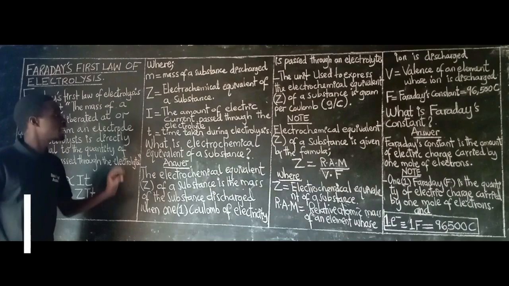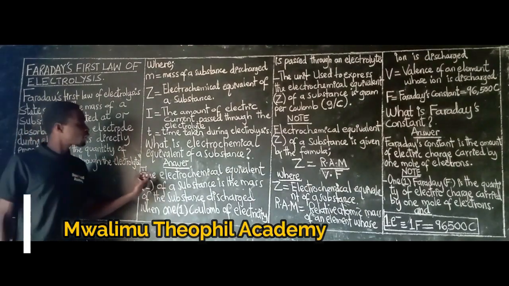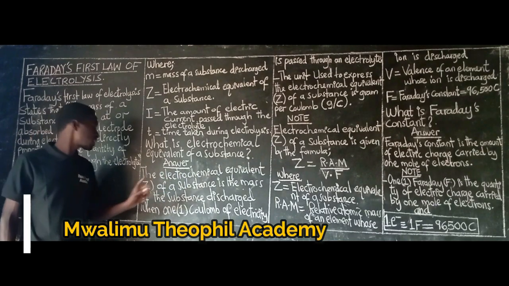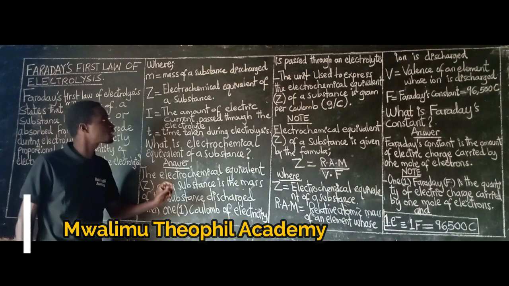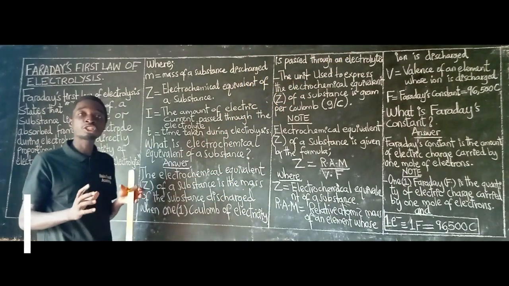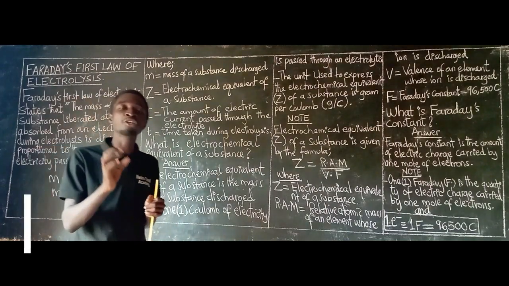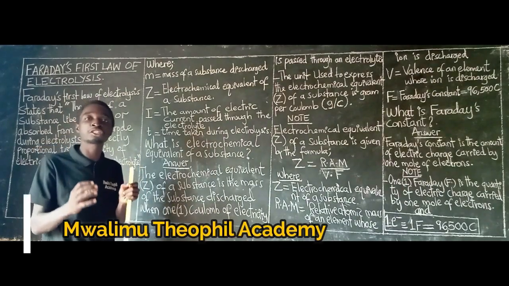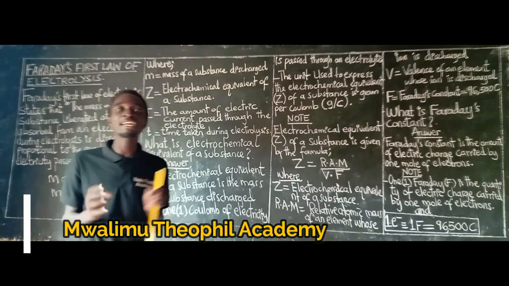Now, from all of these parameters, we have seen one known as electrochemical equivalent of a substance. What is electrochemical equivalent of a substance? Simply we say that the electrochemical equivalent, which is denoted as Z of a substance, is the mass of the substance discharged when 1 coulomb of electricity is passed through an electrolyte. So, whenever you're told about an electrochemical equivalent of a substance, you have to take note that it is the mass of a substance discharged during electrolysis when 1 coulomb of electricity is passed through an electrolyte.